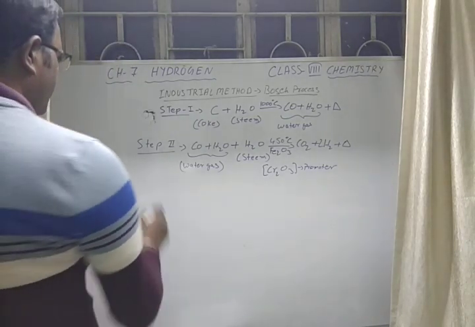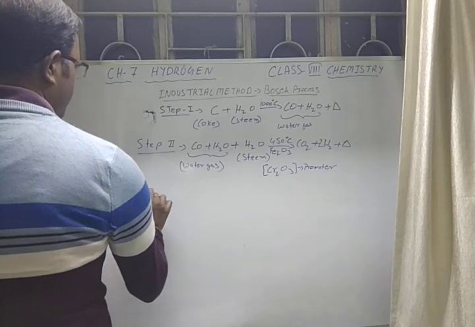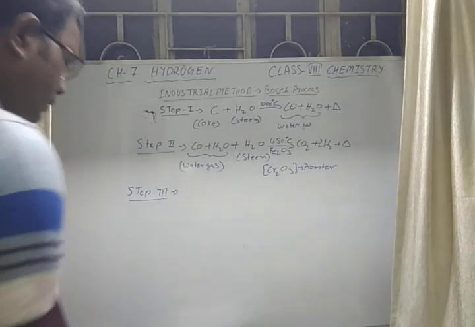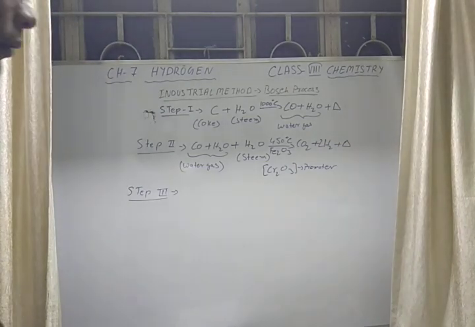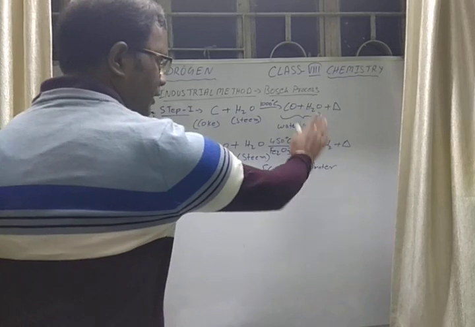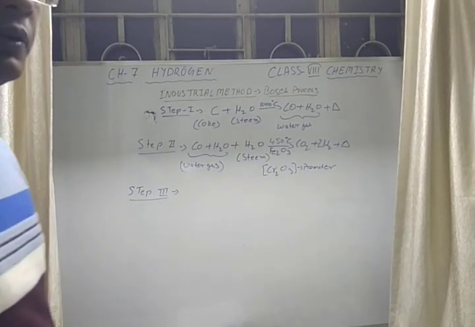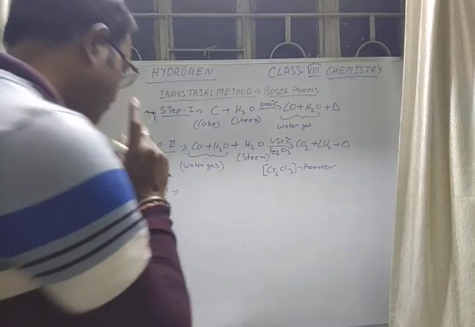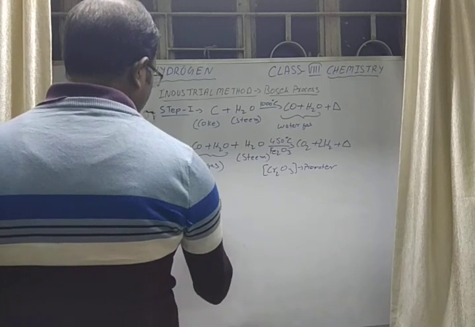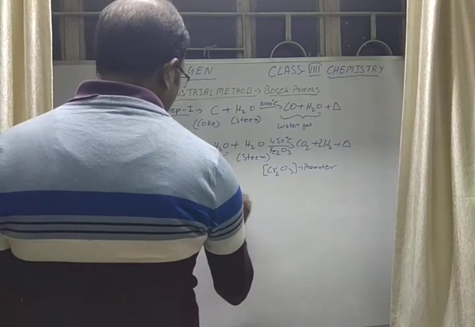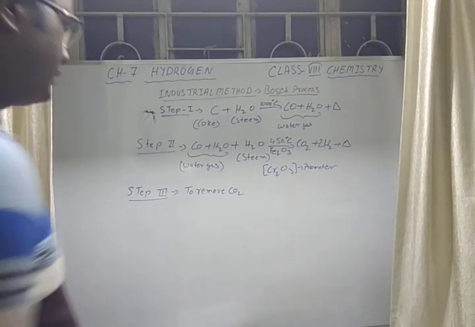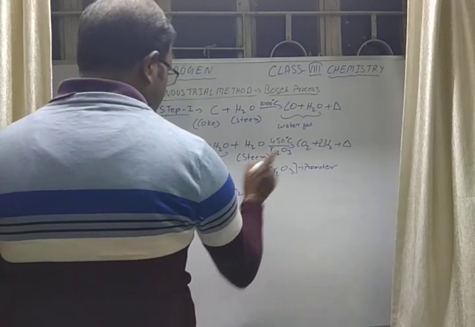Now come to step 3. What we have to do in step 3? In step 3, we have to remove this carbon dioxide from the hydrogen gas, because we need to prepare only the hydrogen gas. We don't want this carbon dioxide. So to remove carbon dioxide, what we have to do? We have to dissolve it with this mixture.